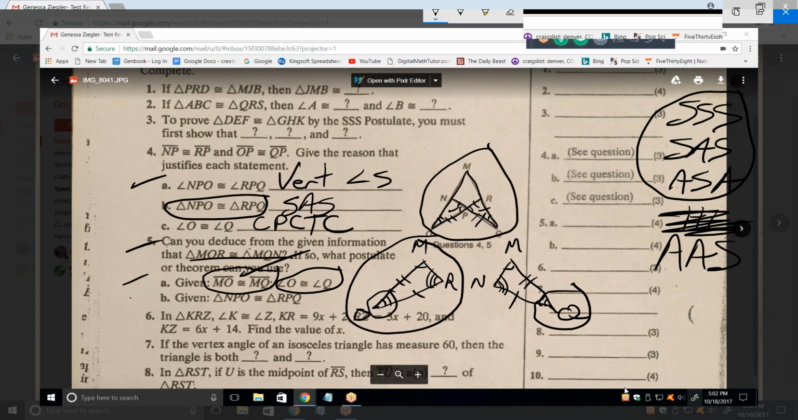Now, given that angle NPO, if we look back at the original triangle, that's that angle there. Oh, that triangle NPO, that little tiny triangle, is congruent to RPQ. Yeah.